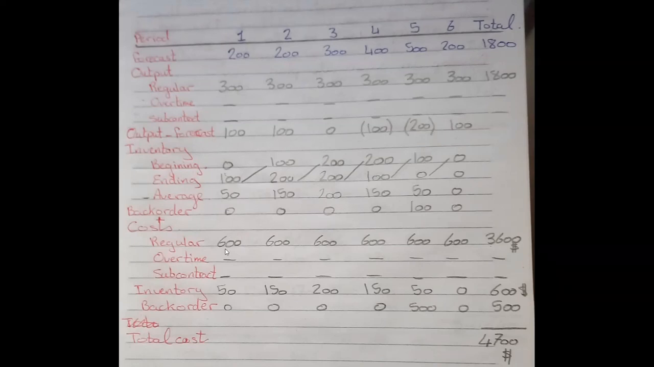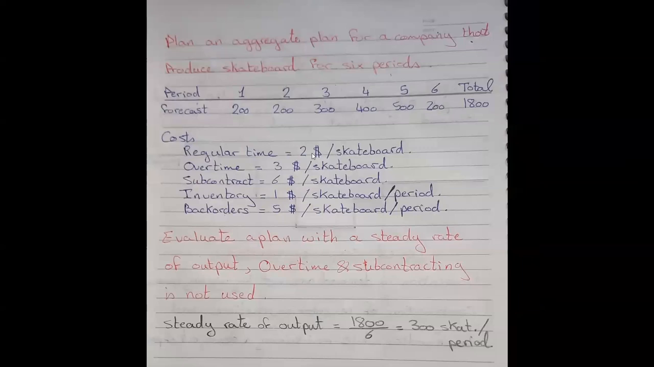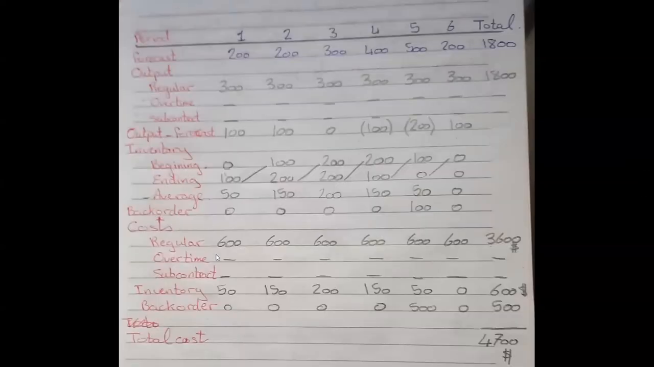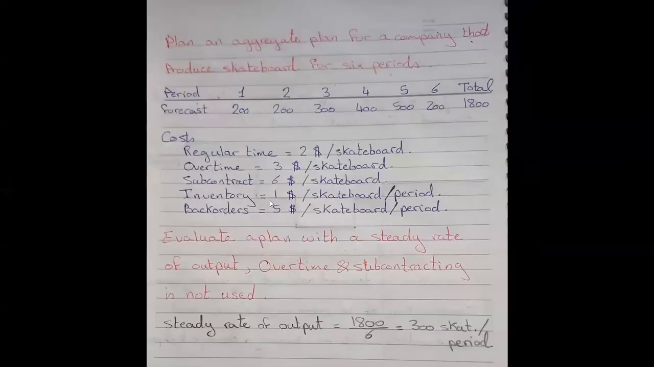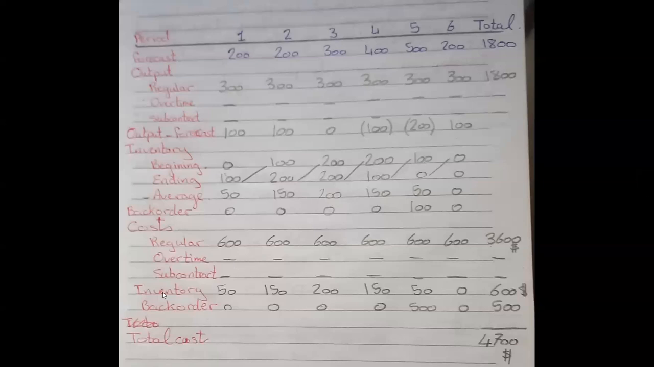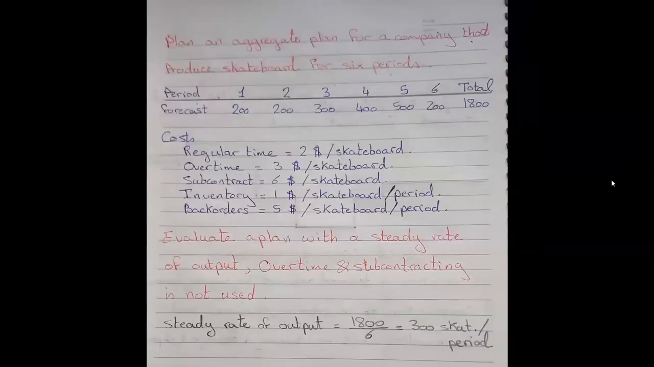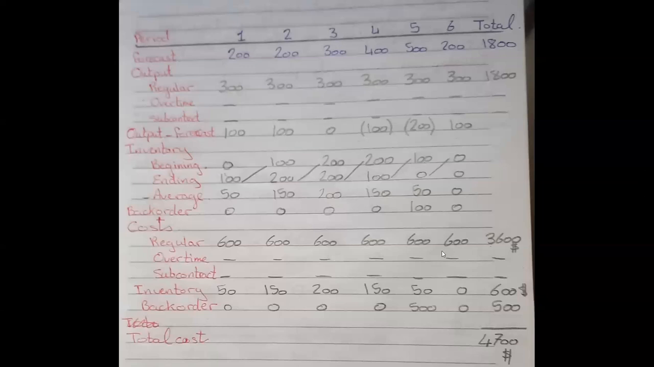And for the calculation of the costs, as it was set here, the regular is 2 per skateboard, so it will be 600, and the inventory is 1 per skateboard, and of course the back ordering is 5 per skateboard, and here are 500, and then you calculate the total cost. It will be 4,700.